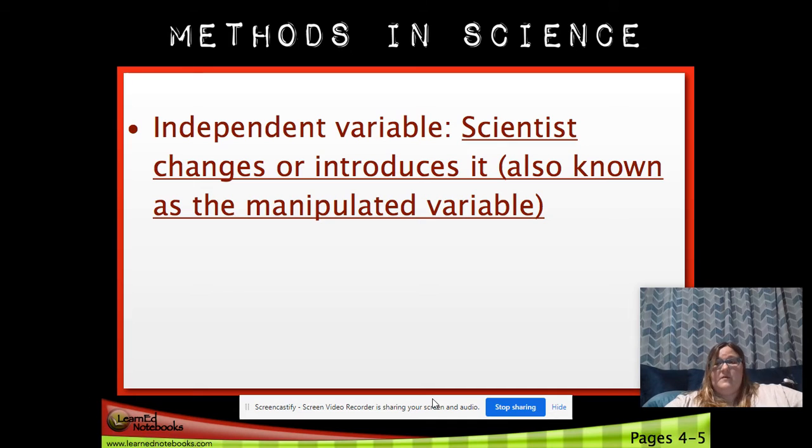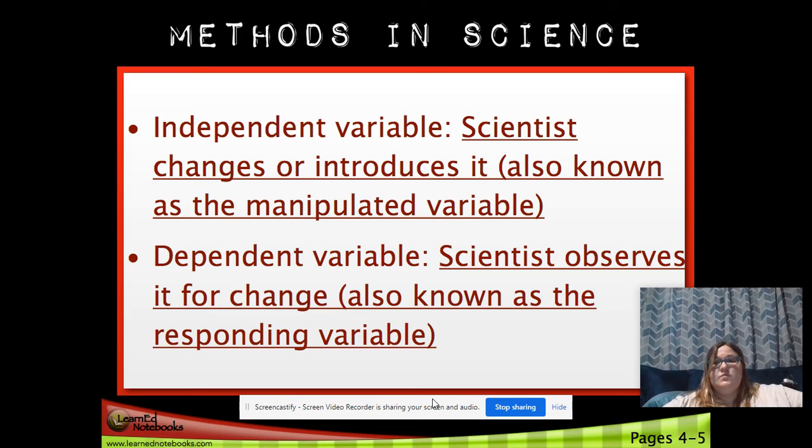Independent variable. So remember, we have independent and dependent variables. The independent variable is what the scientist changes or introduces. It's also known as the manipulated variable. So if I'm having plants and they're all the same seed, the only thing I'm going to change is the type of liquid. One is going to get milk, one is going to get water, one is going to get apple juice, and one is going to get Mountain Dew. And you're going to test to see what helps it grow best. The thing you're adding is the independent variable.